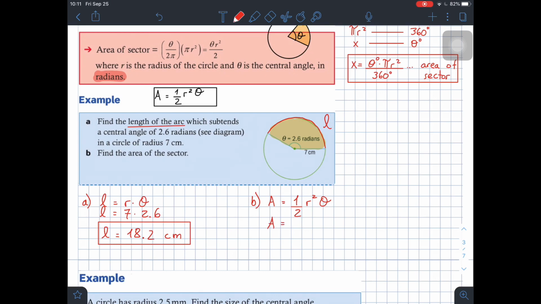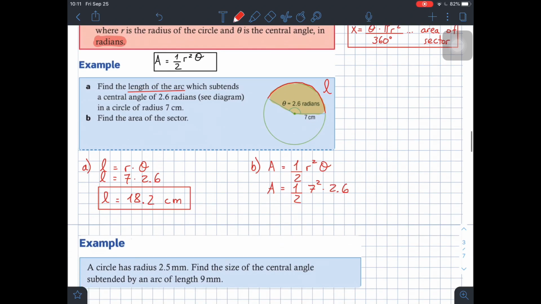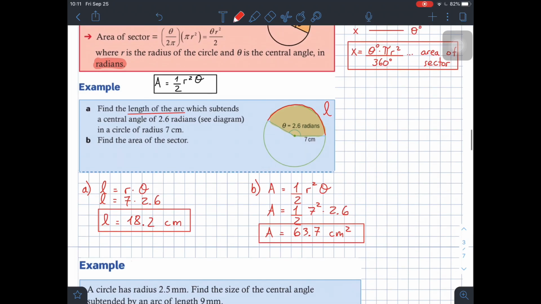So the area would be 1/2 times the radius, which is 7 squared, times theta in radians, which is 2.6. So that's it. We solve this using the calculator, and we will get our result for the area of the sector, which would be 63.7 centimeters squared. Okay, so this is how we apply both formulas. This is a pretty simple example.